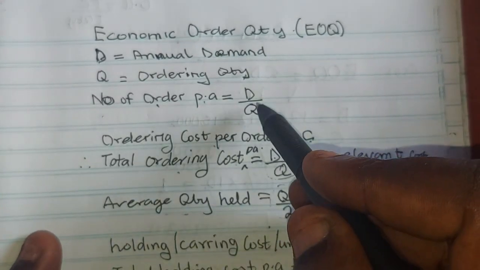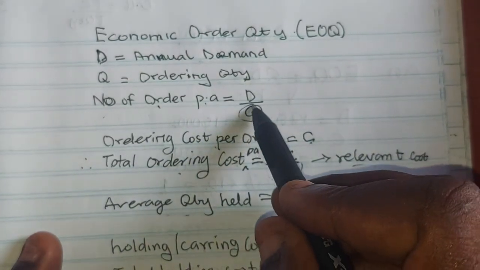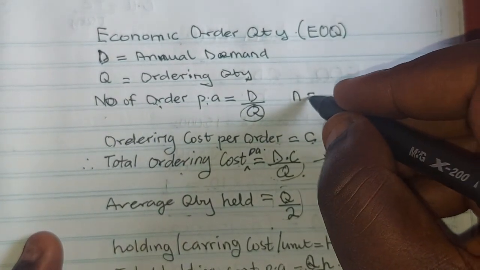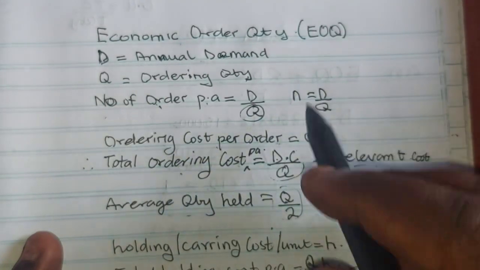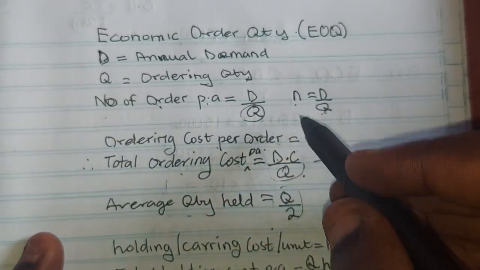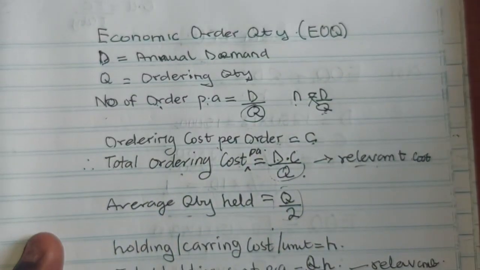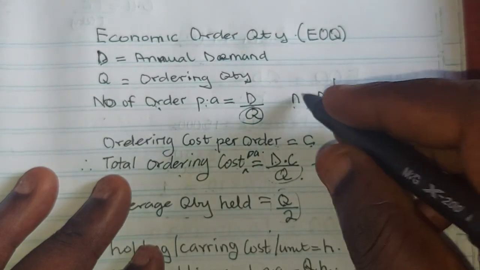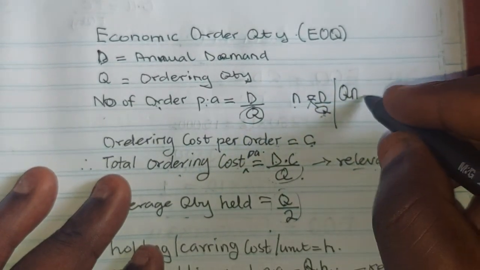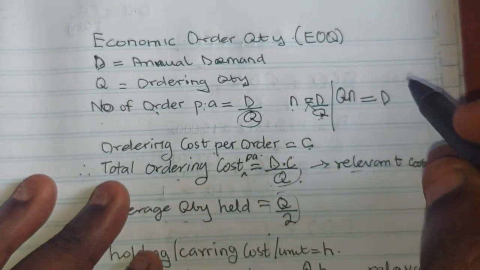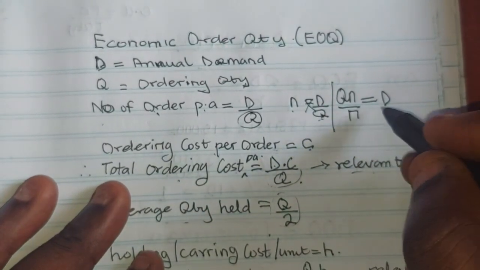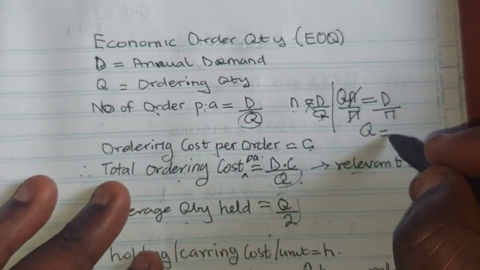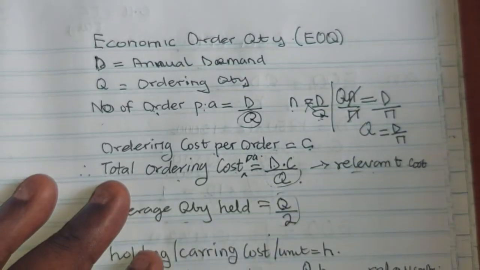Now, if you want to make Q the subject of the formula, let's say the number of orders is N, and N is D over Q. So to make Q the subject of the formula, what do you have? Q times N equals D. Now divide by N. So our Q equals D all over N.